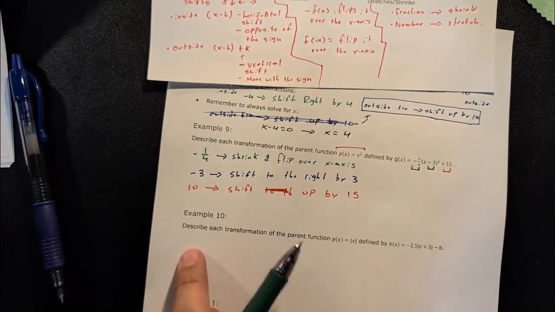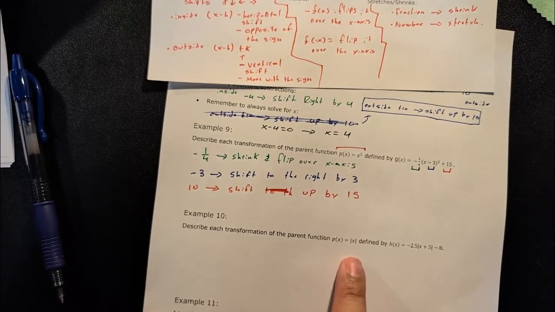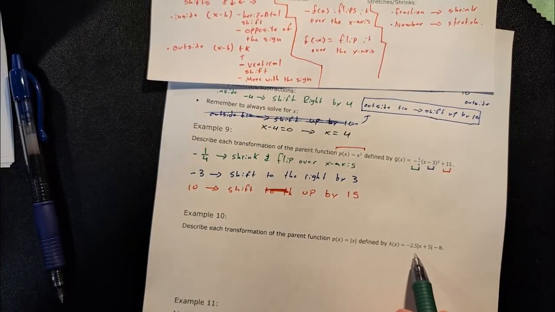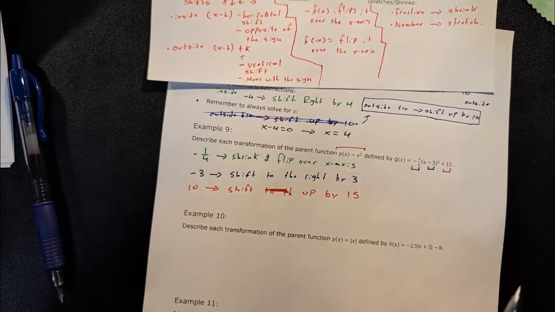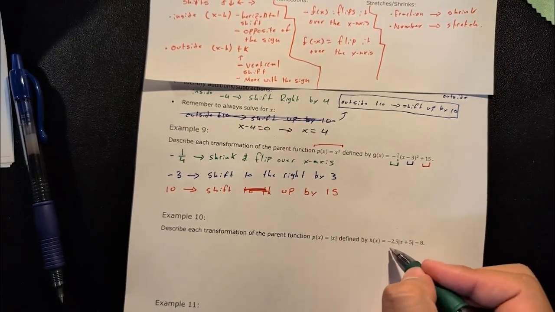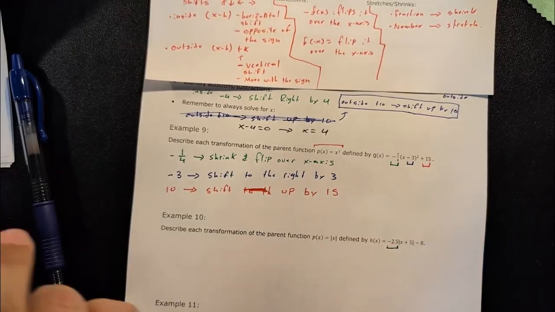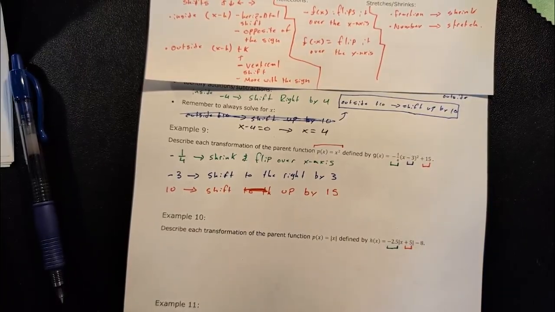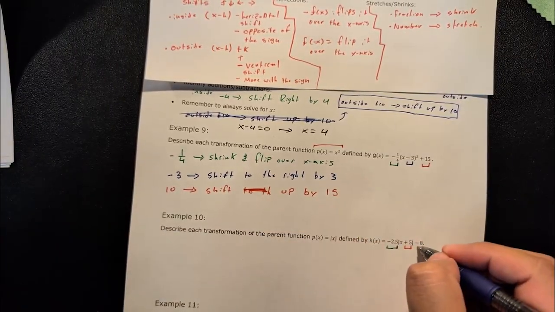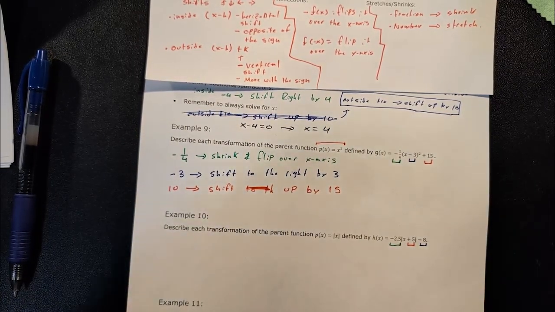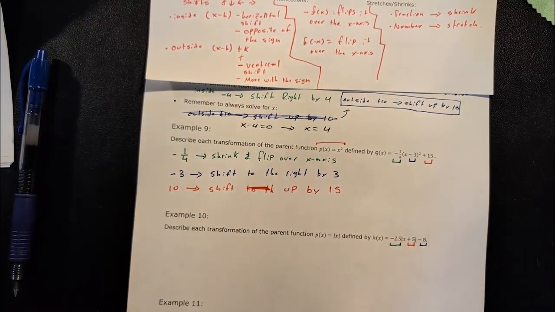Okay, number 10. Describe each transformation of the parent function p of x is the absolute value of x defined by h of x equals negative 2.5 times this whole thing. Again, let's break it up into pieces. We have a negative 2.5, we have a positive 5, and then we have a negative 8 outside. So here we don't have parentheses, but we do have absolute values, and we could treat it very similar to parentheses.